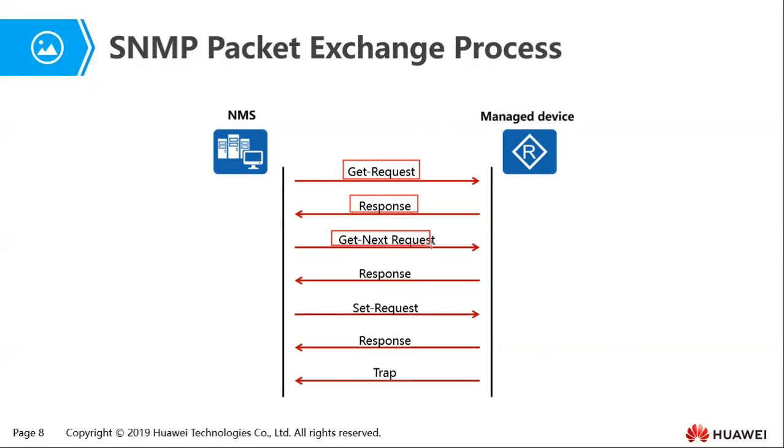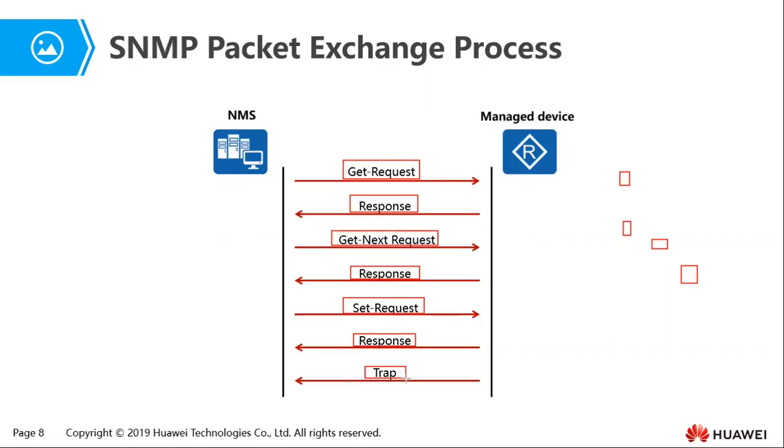Then we have get next request. You remember we said that the MIB is organized in a tree-like structure. So get next request is used to go deeper into the tree in that particular order. Then we have the response. We already talked about the response. Then we have the set request. So when you want to change certain parameters in the MIB, you use the set request. And then, of course, you'll get a response after you do that.